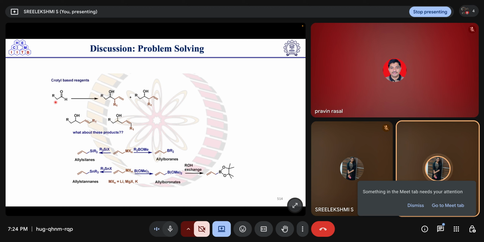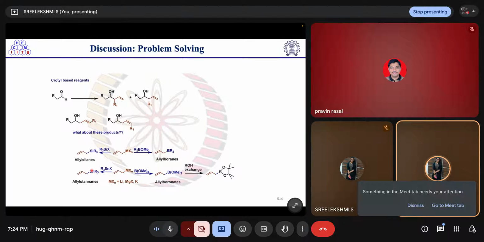So if we see here, if we are using these crotyl based reagents, firstly this product is formed, and why this kind of products are not favored, that is the question here. So maybe we will have this discussion later.